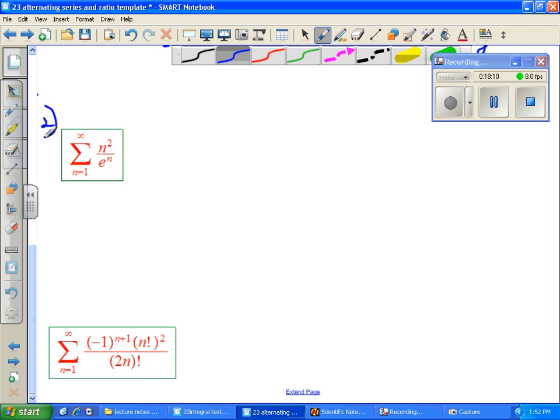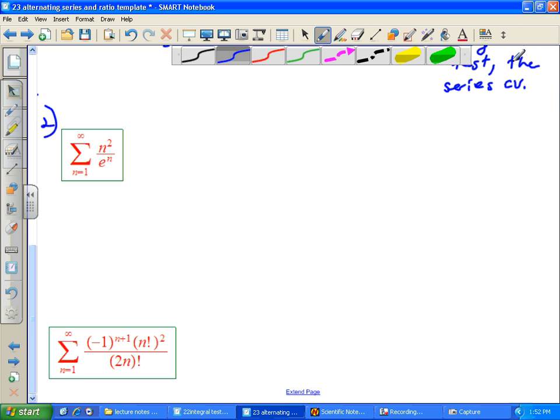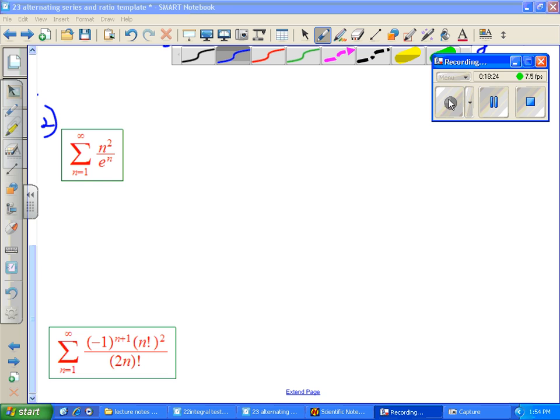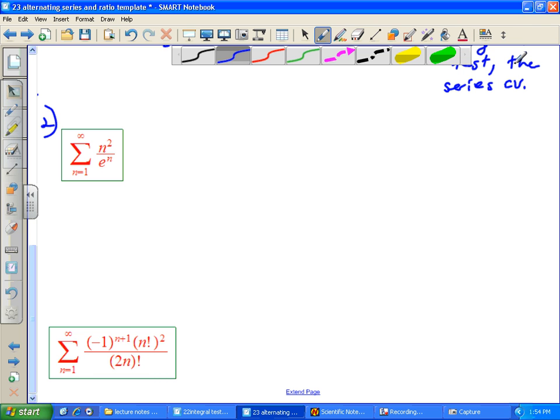N squared over e to the n. Does this series converge or diverge? I would say, again, first start with the nth term test. Always a good idea. Okay, so we're going to use the ratio test.